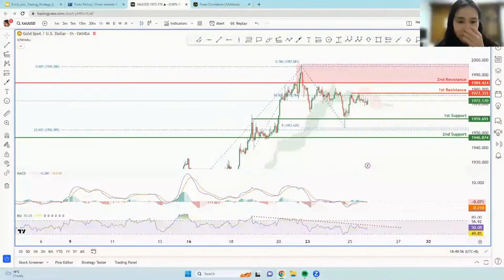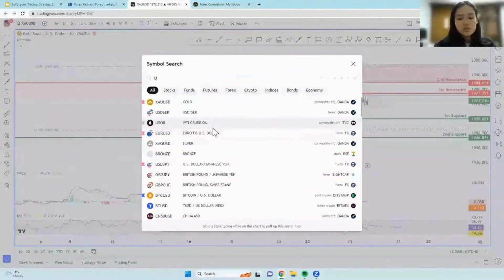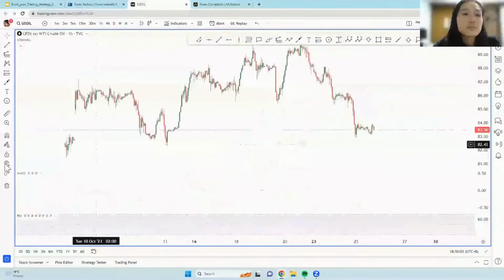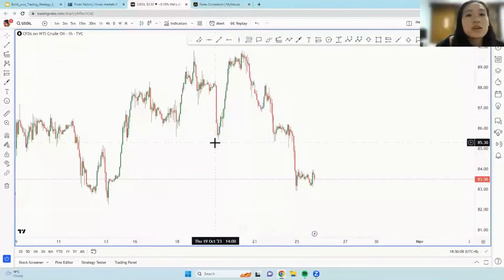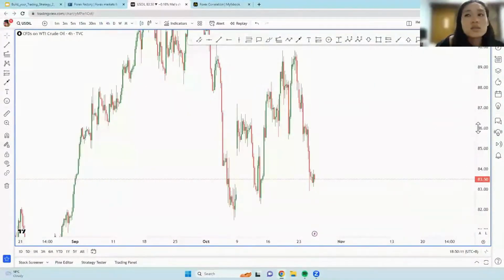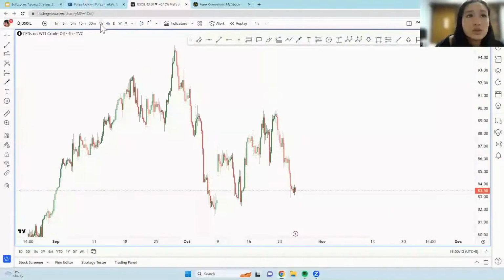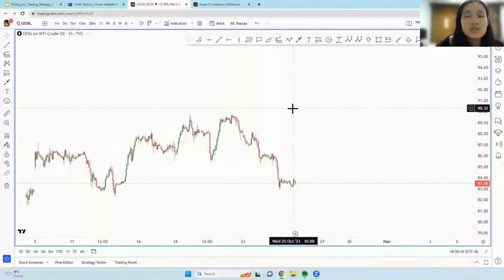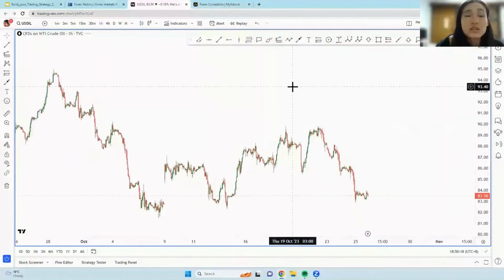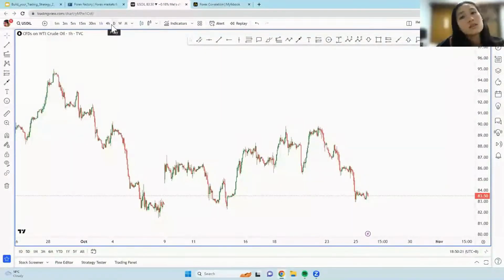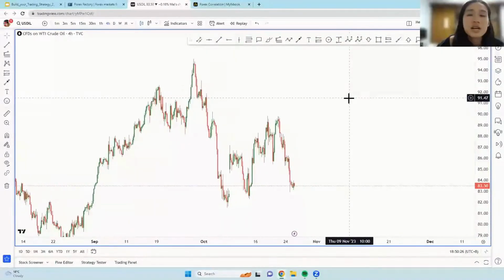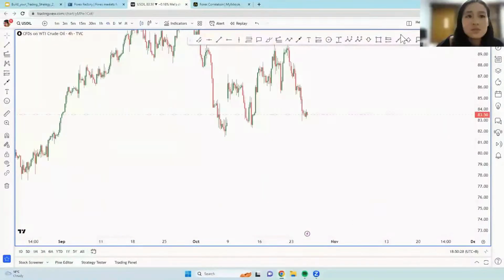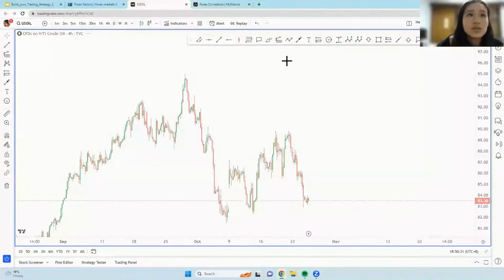We have a request for US oil, so I'll go ahead and do that now. Let's see on the 4-hour or 1-hour time frame, which of these gives us a clearer chart. I think the 4-hour gives us a clearer chart, so let's go ahead and do that.